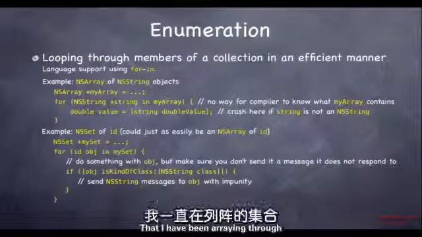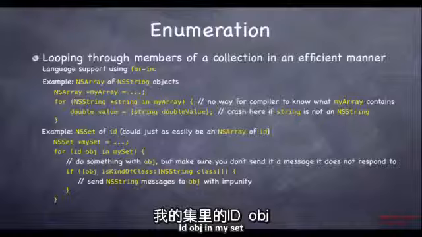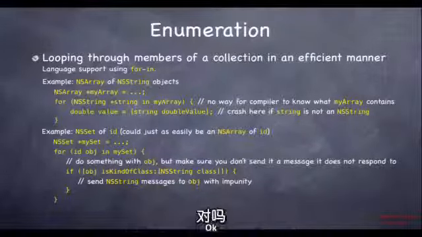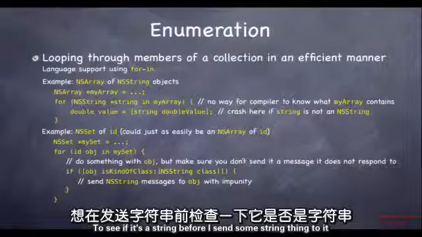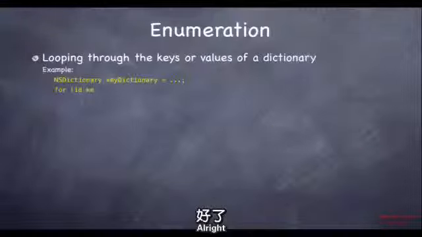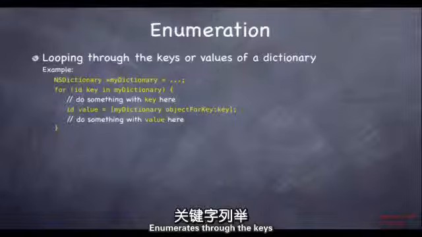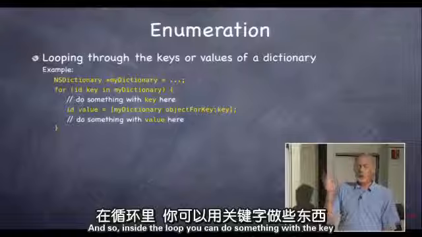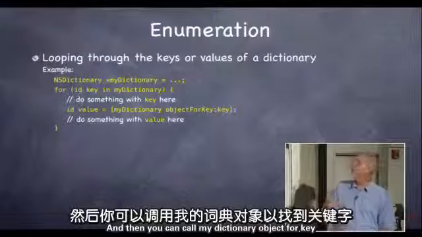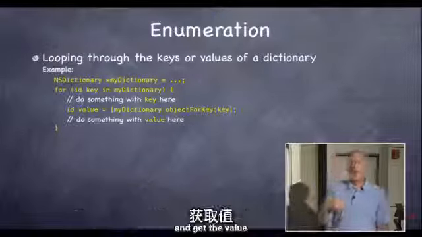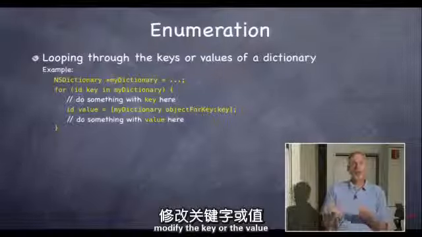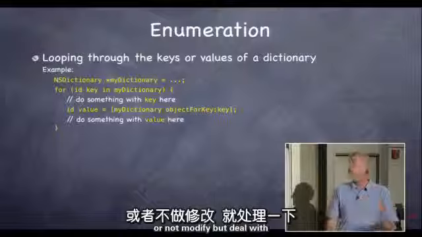Here's a set that I'm iterating through, ID_obj in my set. And look, I'm doing introspection inside to see if it's a string before I send some string thing to it. Enumerating dictionaries enumerates through the keys. So inside the loop, you can do something with the key, and then you could call my dictionary object for key and get the value. And so you could do something to the value too. So you can do the key, modify the key or the value, or not modify, but deal with.